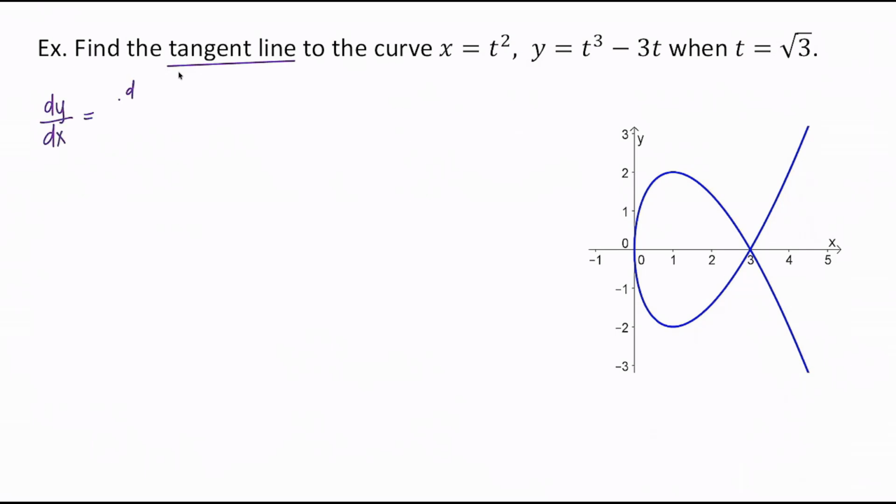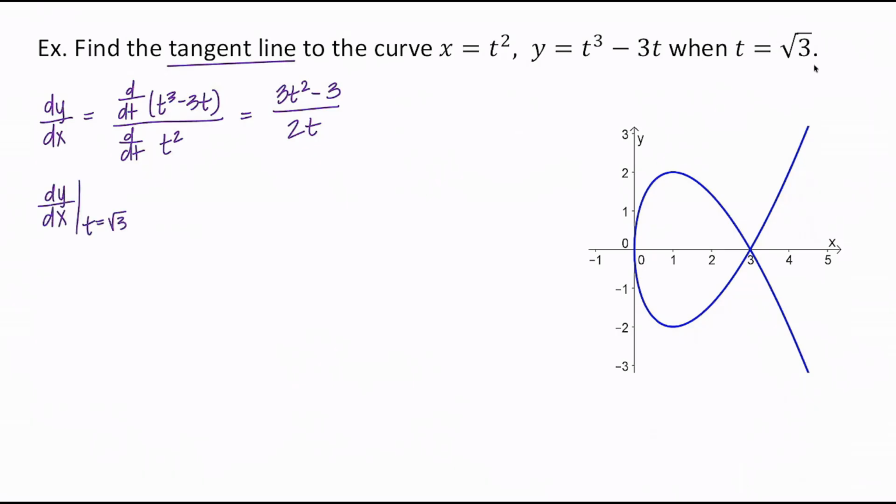But dy dx is going to be d dt of y. So the y function is t cubed minus 3t over d dt of the x function, which is t squared. So we're going to end up with 3t squared minus 3 over 2t. So this represents the slope of the tangent line at different t values. I want the slope of the tangent line at radical 3. So I want dy dx at t equals radical 3.